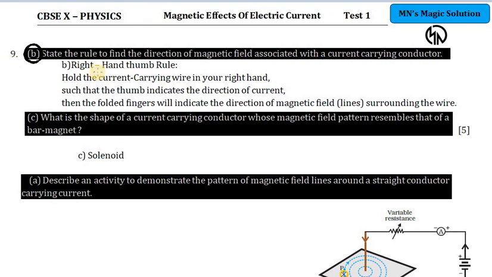So எந்த rule ma? You know right hand thumb rule. Right hand thumb rule என்ன பண்ணுவீங்க? Hold the current carrying wire in your right hand such that the thumb indicates the direction of current, in which case folded fingers or a direction gives you the direction of magnetic field lines. So in the explanation proper kuduthirunda, for that it carries 1 mark.